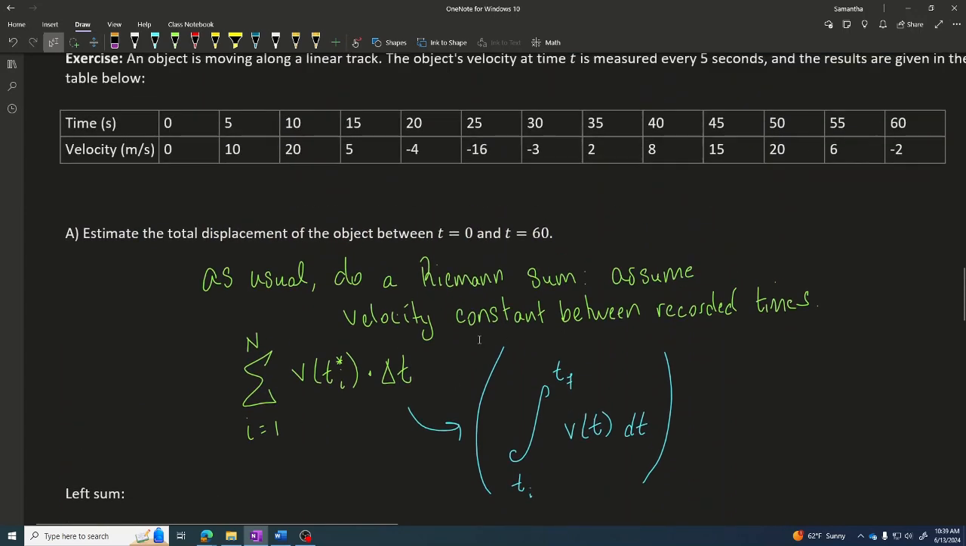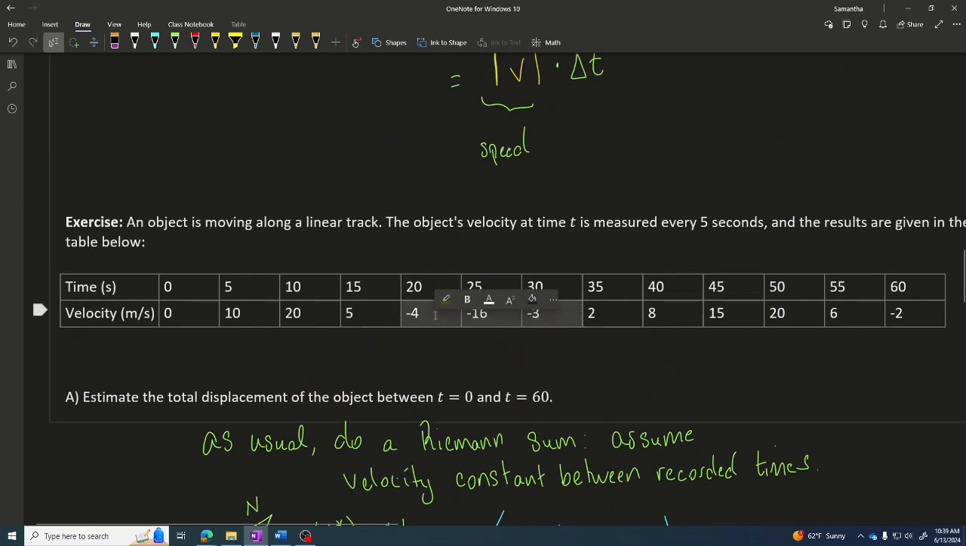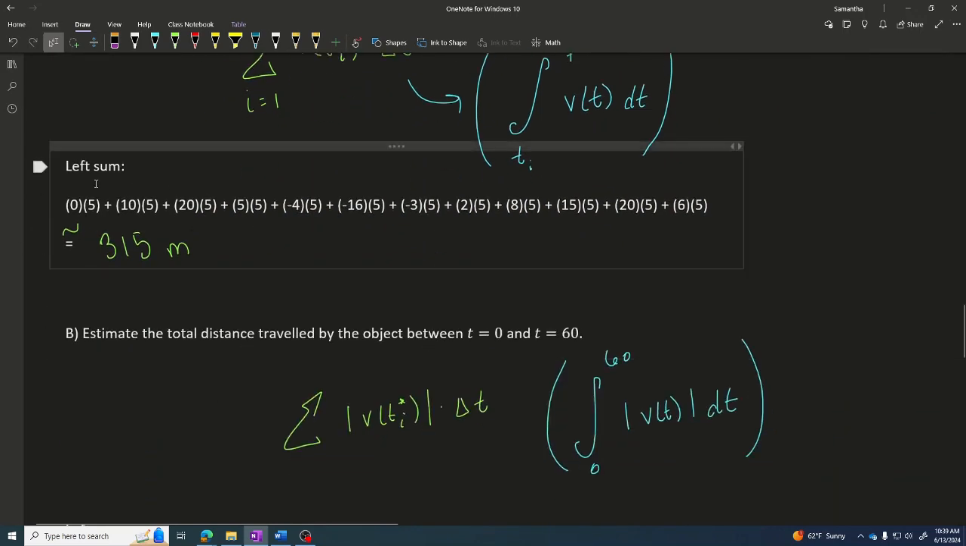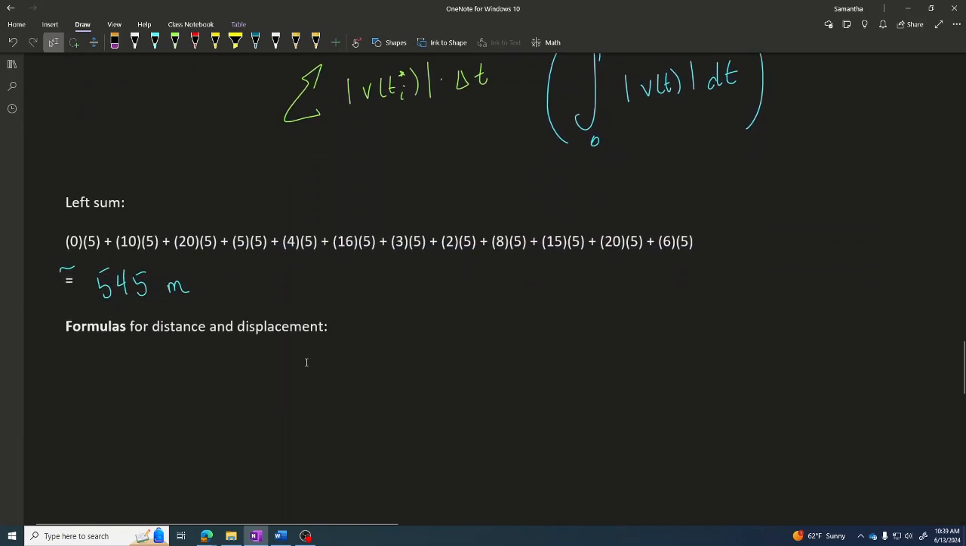So the object backtracked for a little while, between time 20 and 30 at least. So of course the distance traveled in total is going to be larger than the displacement, because the displacement is allowing the back and forth motion to cancel itself out, whereas the distance traveled is just adding everything up entirely, treating it all as positive.